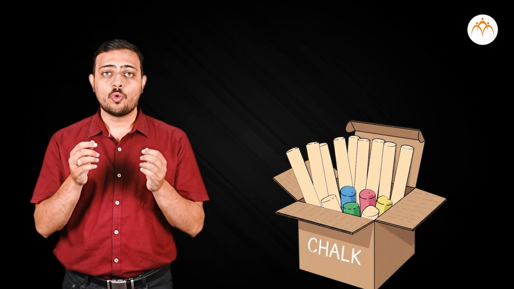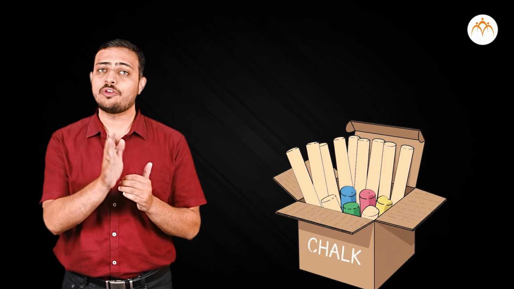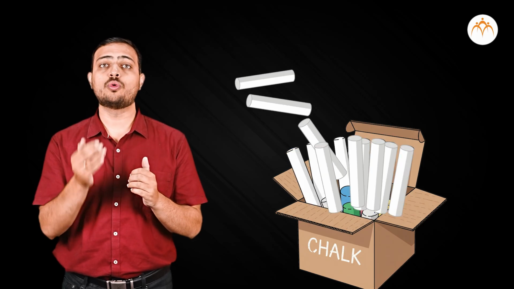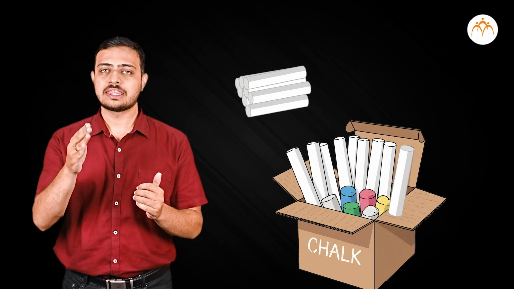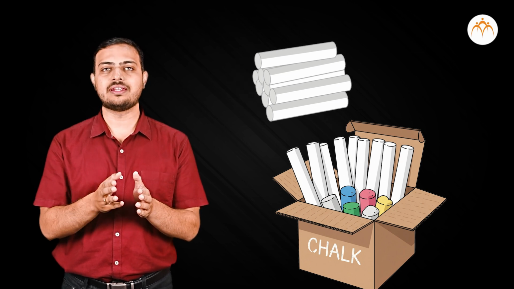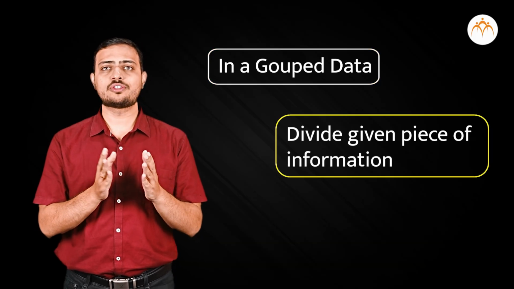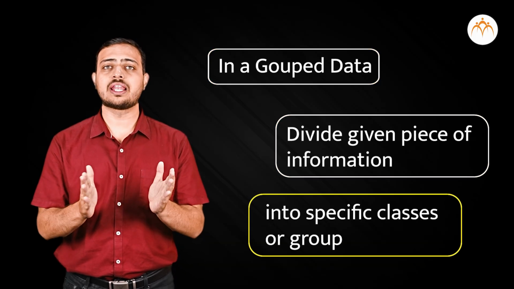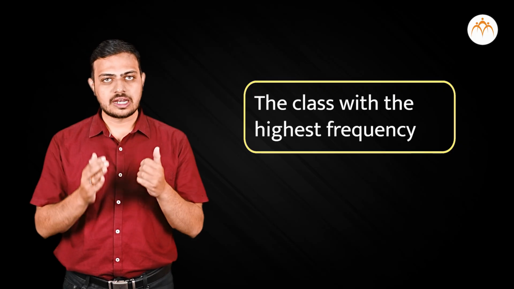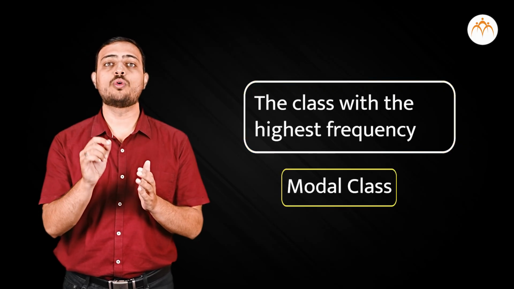If we know which color of chalk is required the most, it will be easier for the manufacturing company to produce more chalks of that color. The balance between demand and supply can be maintained. In a grouped data, we divide a given piece of information into specific classes or groups. The class with the highest frequency is called the modal class.